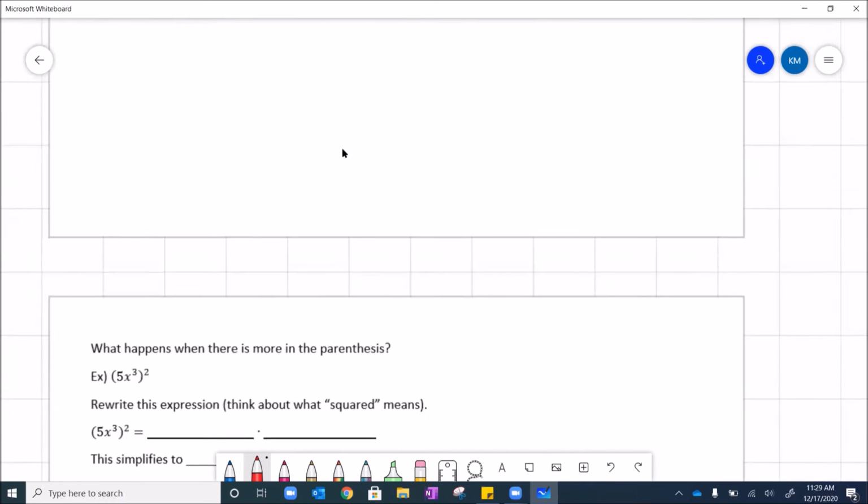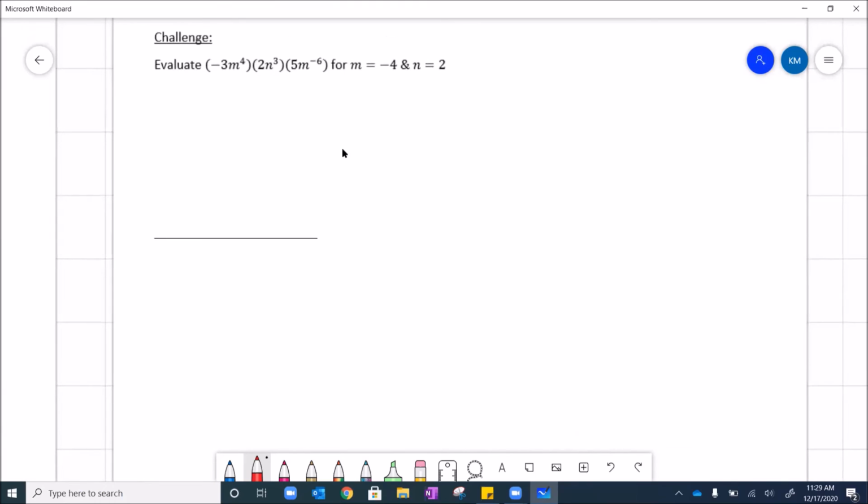And then finally, challenge problem. So try it out. It says evaluate. For m is negative 4, n is 2. Remember that when we are evaluating, what we want to do is we want to simplify the expression first, then plug in the numbers, and then simplify it. So I'm going to say negative 3 times 2 times 5, m to the 4th times 6 n to the 3rd. Okay, so as I simplify this, that gives me negative 30 m to the negative second power n to the third. As I rewrite this, we cannot have negative exponents. So I have negative 30 n to the third over m squared.